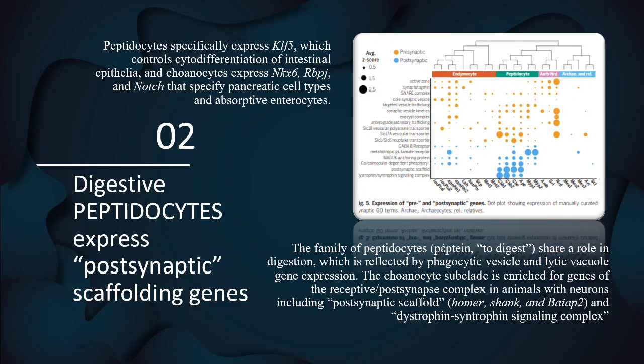Digestive peptidocytes express postsynaptic scaffolding genes. The family of peptidocytes share a role in digestion, which is reflected by phagocytic vesicle and lytic vacuole gene expression. The amoebocyte subclade is enriched for genes of the receptive postsynapse complex in animals, with neurons including postsynaptic scaffold and dystrophin-syntrophin signaling complex. Peptidocytes specifically express KLF5, which controls cytodifferentiation of intestinal epithelia, and amoebocytes express NKX6, RBPJ, and Notch that specify pancreatic cell types and absorptive enterocytes.